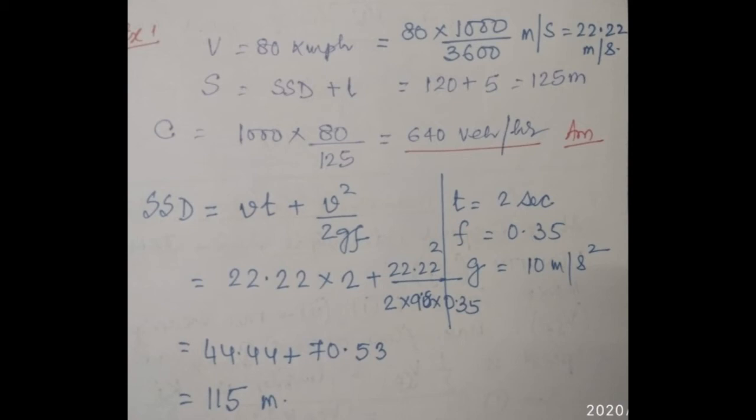Next is how you will find S. S is equal to SSD plus L. So here 120, how does this value come? The explanation is given below.